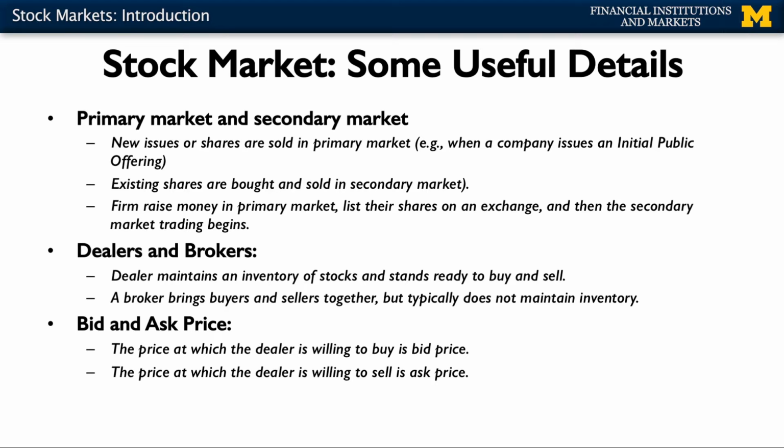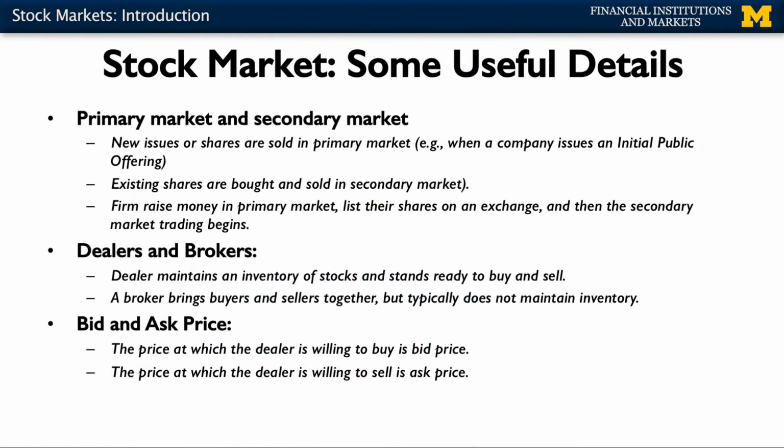Secondary market, on the other hand, is when existing shares are trading on the market. So today, when you log in, let's say, to New York Stock Exchange or to your brokerage account, and you see shares being bought and sold, those are transactions in the secondary market. Firms raise money in the primary market, and then they list their shares on one of these exchanges, and then the trading begins in the secondary market. That's how you want to think about it. So that's one way to think about a stock market.